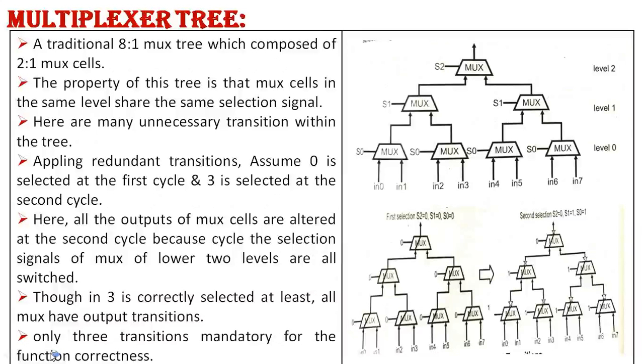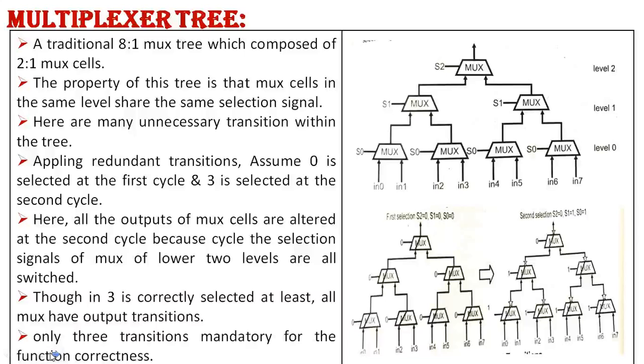Now next concept is the multiplexer tree. It combines a number of muxes and generates a higher mux. So consider we have to generate an 8 to 1 mux tree by using 2 to 1 muxes. We have to use 4 muxes at the beginning level, then we have to use 2, and the last one is 1. The property of this tree is that muxes in the same level share the same selection signal.